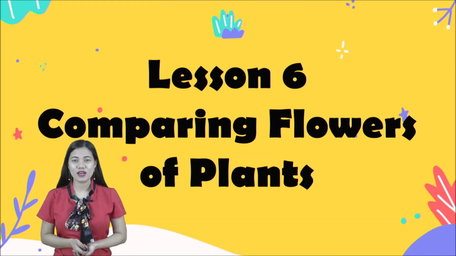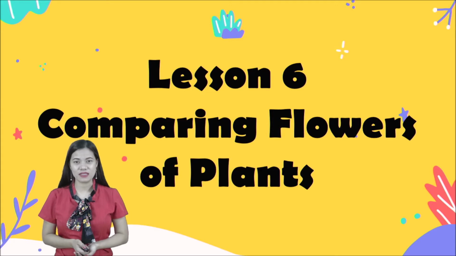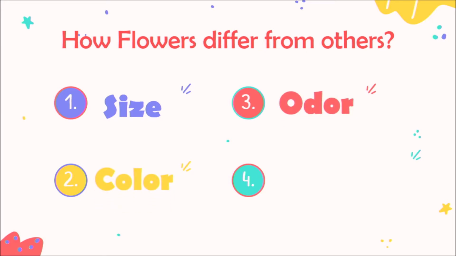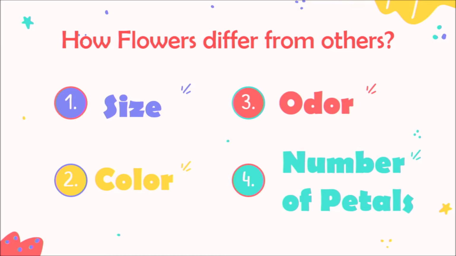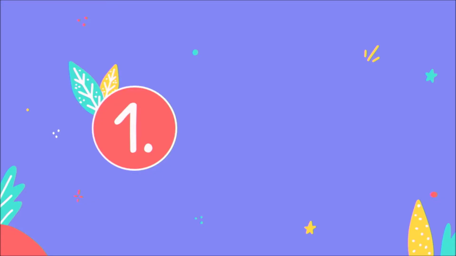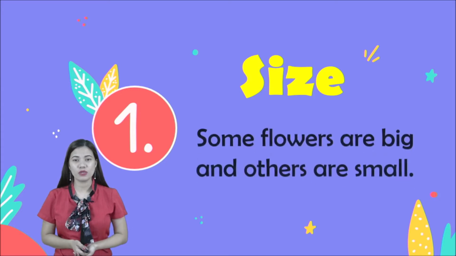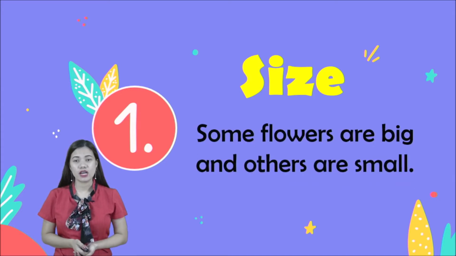Okay, kids, our topic for today is all about comparing flowers of plants. Again, comparing flowers of plants. How do flowers differ from others? They differ in size, color, odor, and number of petals. Let us first learn their size. Some flowers are big and others are small.